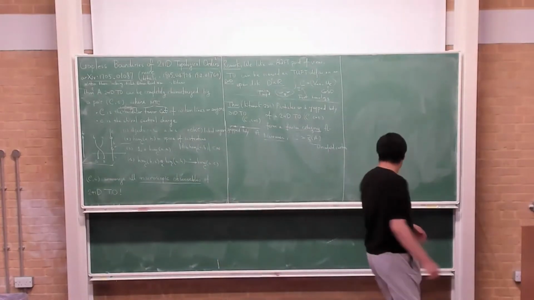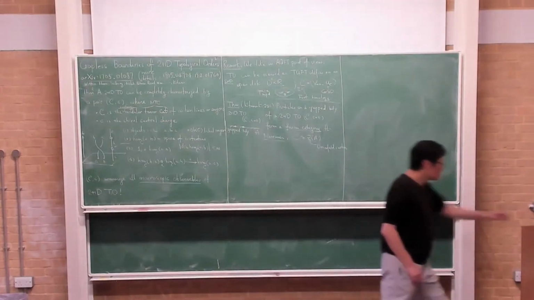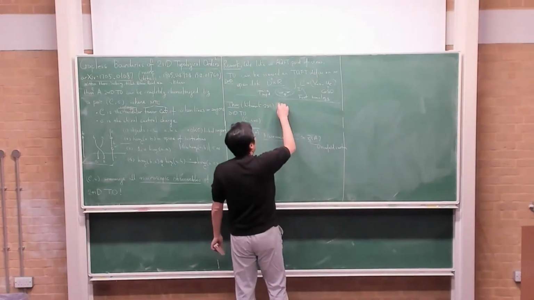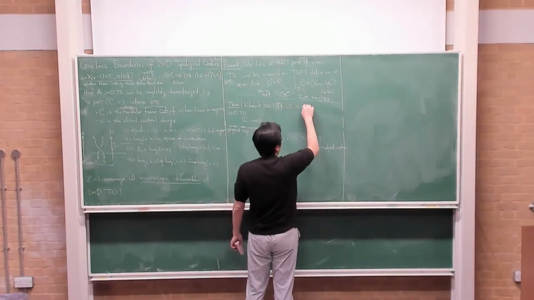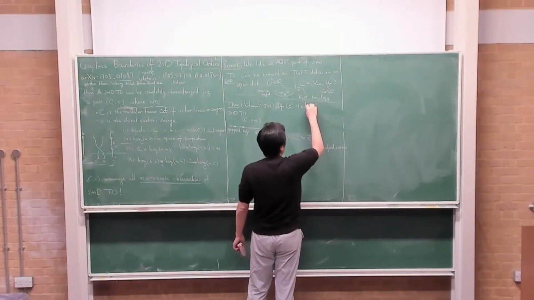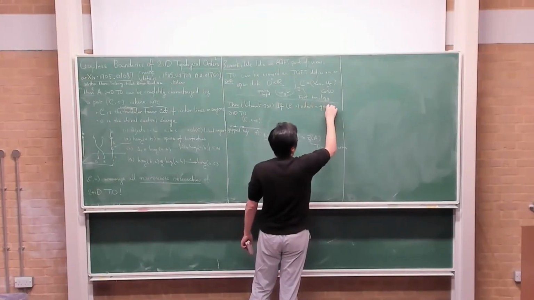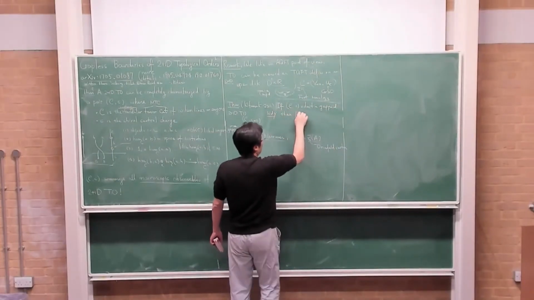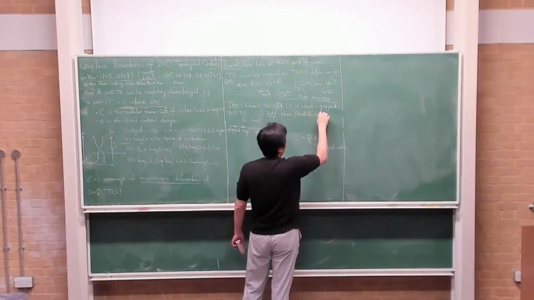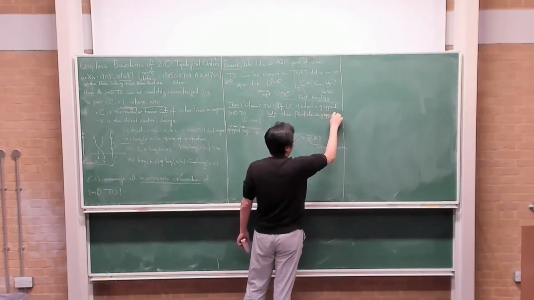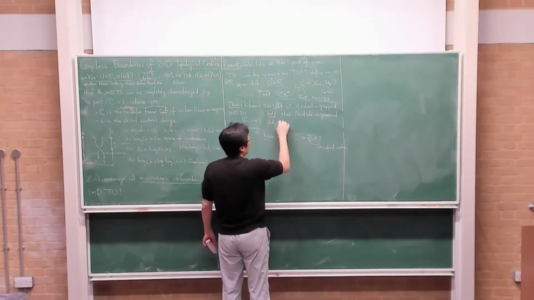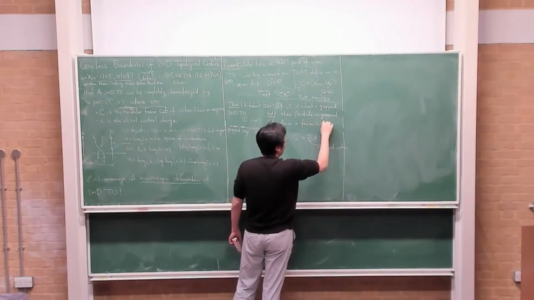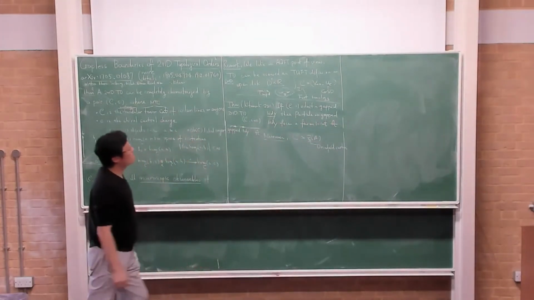Since you like people to take notes, maybe I should just rewrite it. Admit a gapped boundary. Then the particles on the boundary, on the gapped boundary, form a fusion category A, and this is true.